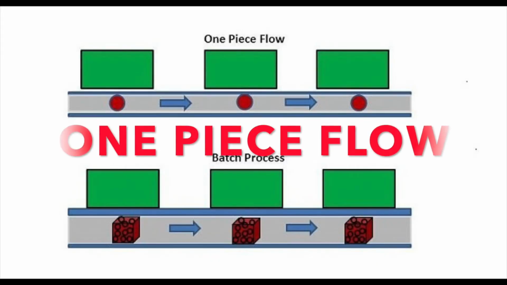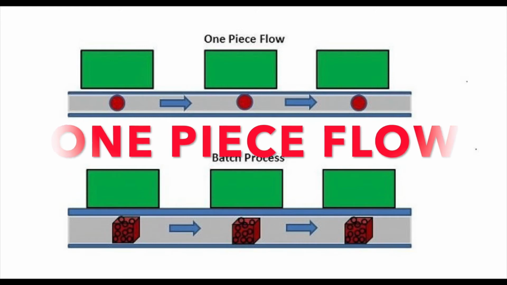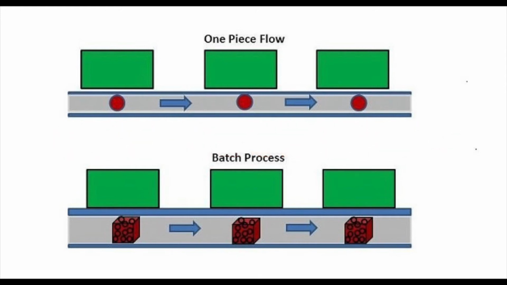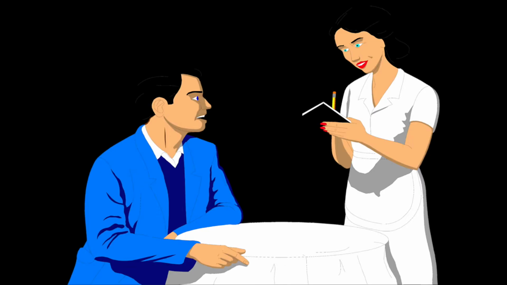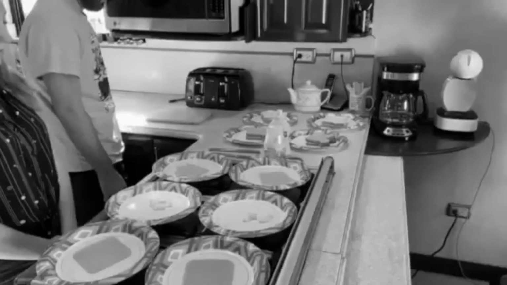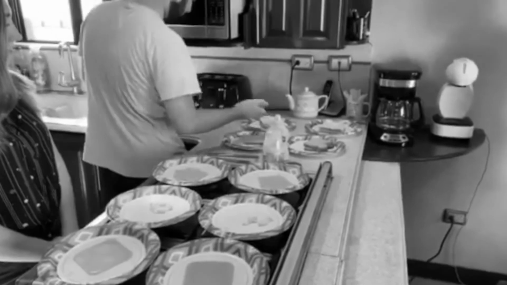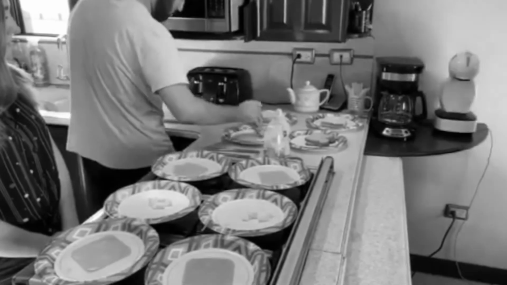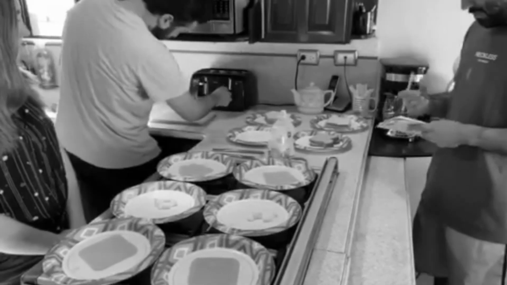And finally, one piece flow, which is a condition that exists when products move through a manufacturing process one unit at a time at a rate determined by the needs of the customer, which is actually what we are doing. Every time that we start producing is when a customer asks for it.